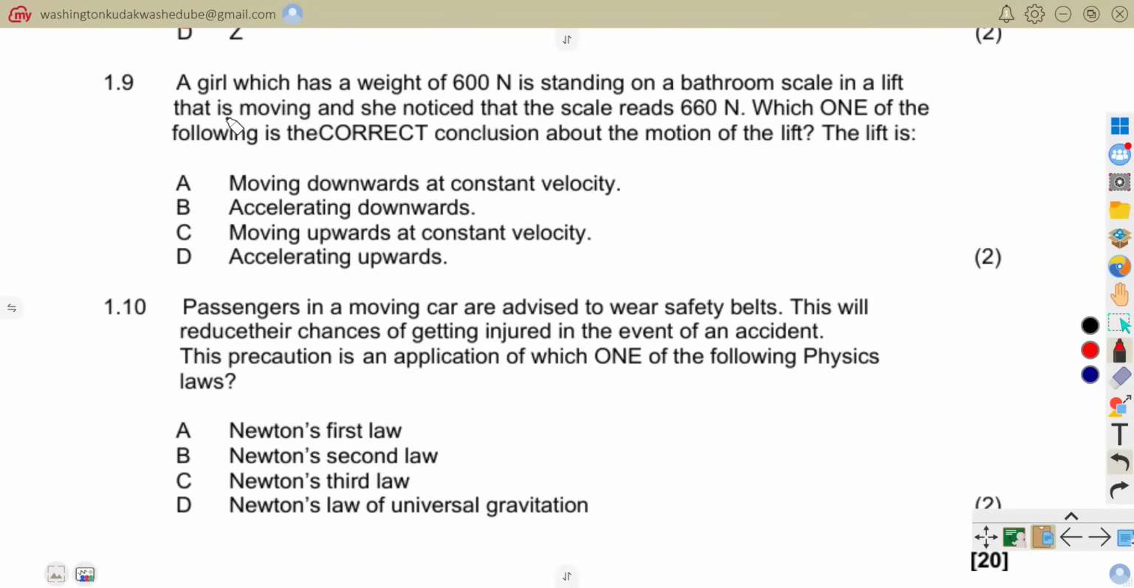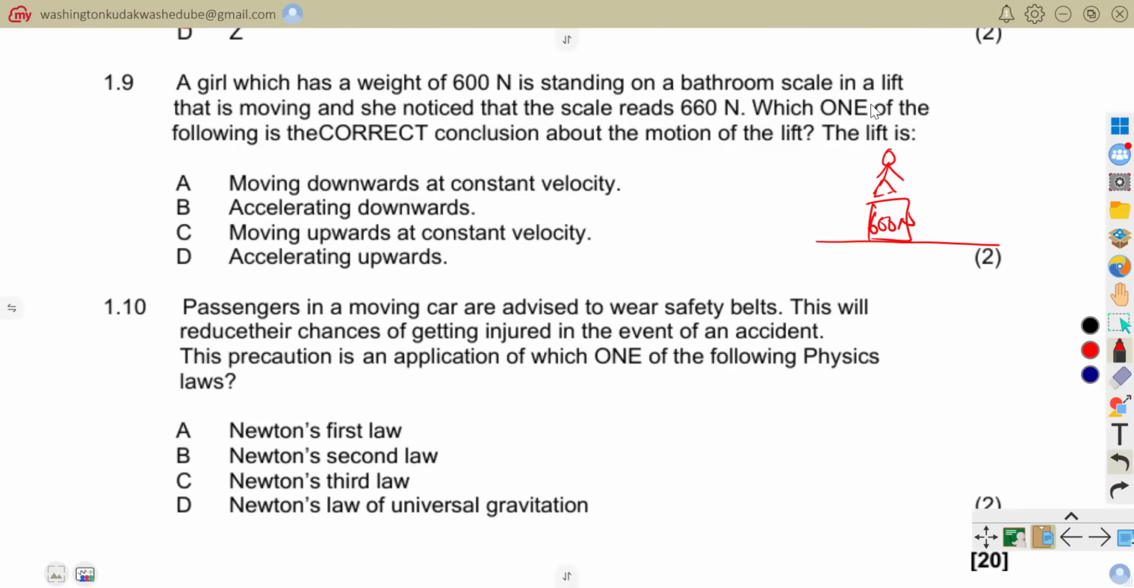Now 1.9 is saying a girl which has a weight of 600 newtons is standing on a bathroom scale in a lift. So we have a girl who is standing on a bathroom scale, and the reading here is 600 newtons initially, before the lift starts moving. So the 600 newtons is the weight of the girl before any movement.